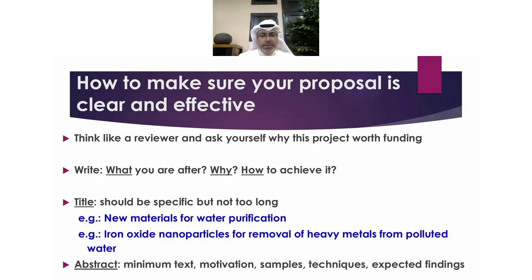The last thing in this slide I want to mention: the abstract should be minimal text. Don't write a 2-page abstract, just 1 page is enough. In this 1 page, you should talk about the motivation of your research, the sample you are going to study or prepare, the technique that you are going to use, and the expected finding based on your hypothesis. This is how to write an abstract.